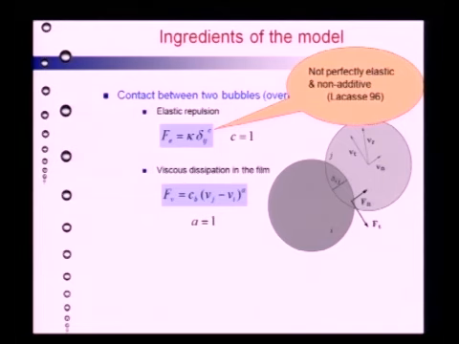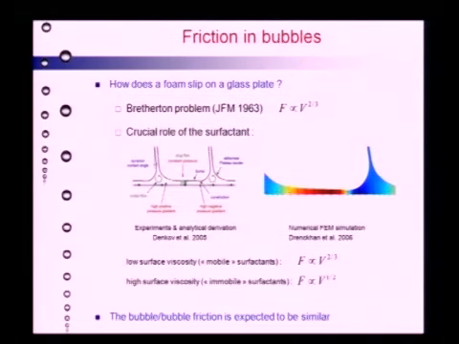Then if the two bubbles are sliding along each other, they will experience some viscous dissipation. There will be a thin film between the two bubbles, and of course energy will be dissipated here by viscosity. Durian once again took a linear force here, which is a bit more annoying. The problem of knowing how energy will be dissipated when two bubbles are sliding along each other is quite complicated. Even when you have only one bubble sliding along a glass plate, it's complicated.